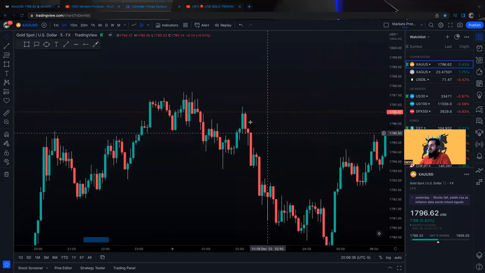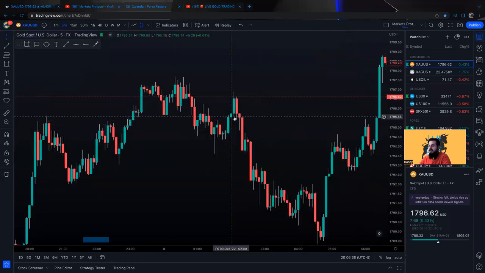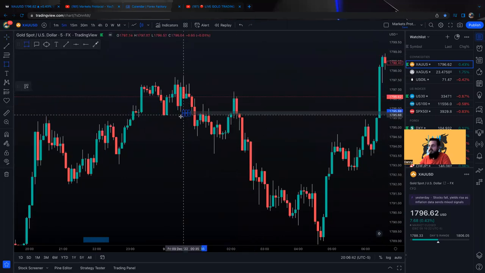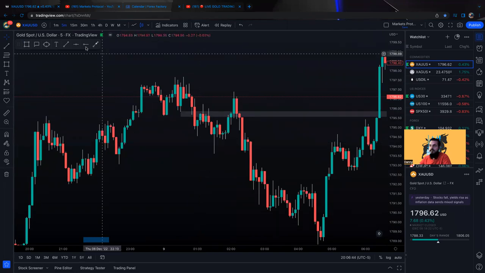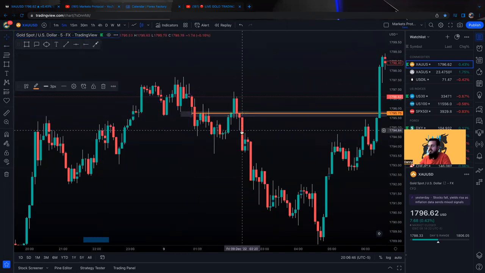So let's say you were to check in here. This is Friday again, but this is 2 a.m. pre-market London session. What do you have? A resistance over here. Resistance is at 1795. Looks like we have closed above it with a bullish candle. Next thing you see, we close back inside the range.